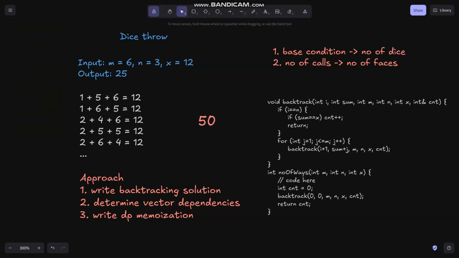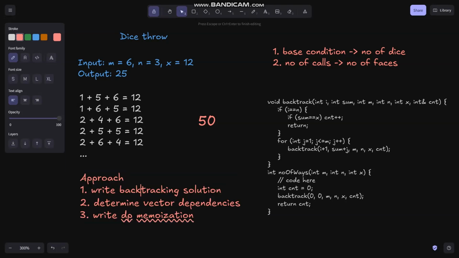Now what is the approach here? So I usually prefer this approach. I mean, you can differ. I usually write the backtracking solution first, but it generally gets a TLE error. So if it is a correct backtracking solution, then only I start to think of the vector dependencies, like DP vector dependencies. What do you mean by that?